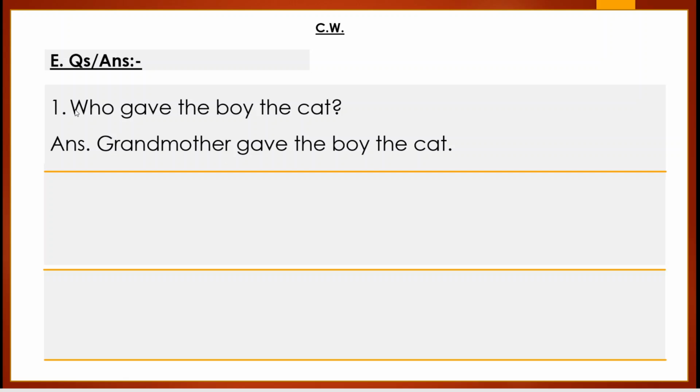So, after writing down the question, you have to put a question mark. And once you start writing the answer, it has to be written from the next line, okay? Grandmother, G-R-A-N-D, grand, M-O-T-H-E-R, mother, gave, G-A-V-E, gave, the, T-H-E, the, you know A and the are articles, boy, B-O-Y, boy, the, cat, C-A-T, cat. And after completing the answer, you are going to put a full stop.